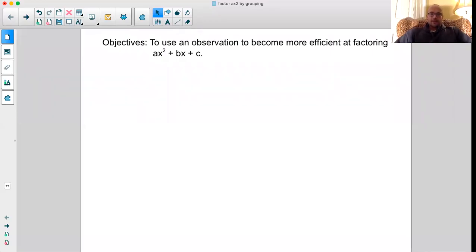All right, so in this video, we're going to take another step towards trying to make a more efficient process for factoring ax squared plus bx plus c. So far, we've been relying heavily on guess and check. And in the last video, we said, well, maybe if we can develop some number sense quickly, our guesses can get better. But that's a lot to ask. So let's see what we have.